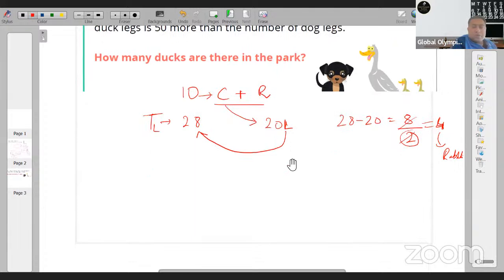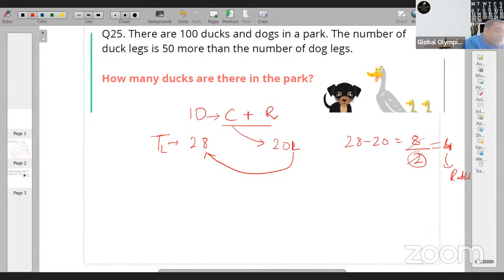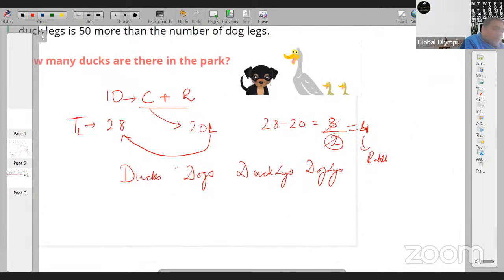Now let's look at this, okay? So this is the same concept we are going to apply, but here there's a problem. Here they are saying difference. So can we do it using assumption? So let's say these are ducks and dogs, duck legs and dog legs. Let's make a table and see what happens, okay? And the difference of legs.